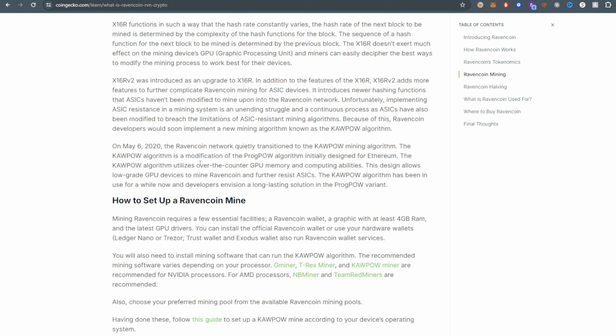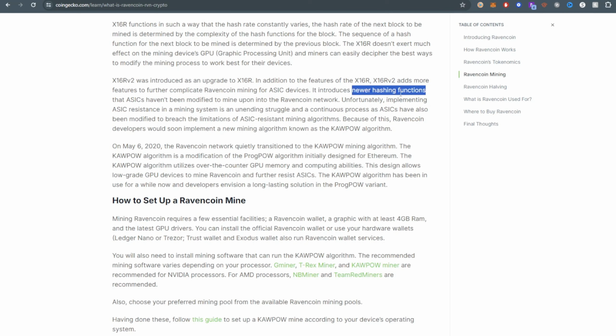Now, KawPow uses memory and core. And so why a lot of people don't like mining KawPow is because it uses a lot of power and it's generally harder on your GPUs because it's using the full memory and the full core. But this is also what leads to the ASIC resistance, is that they're able to utilize the full memory and the full core in addition to these.